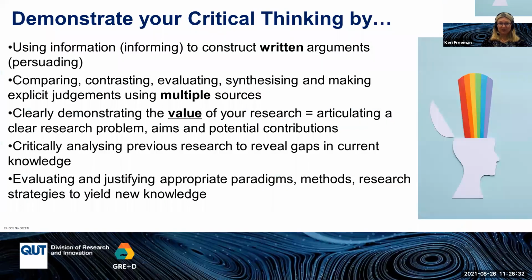So how do we demonstrate our critical thinking? By informing the reader in our documents, and then informing when we're talking to someone, and then of course persuading through our written arguments. So don't just describe the literature. You're going to compare it, contrast it, evaluate it, and make those explicit judgments. You're allowed to have opinions, but we need to then underpin those opinions with evidence as well. And of course, by demonstrating the value of your research.